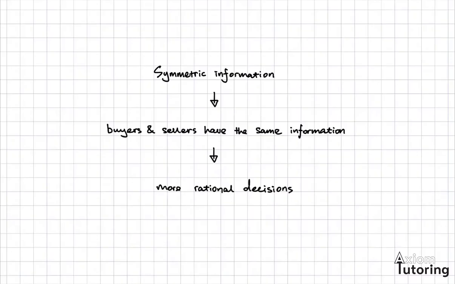In this case, the market is more likely to work efficiently because consumers can make rational decisions. If they think the benefit is greater than the price, they buy. If not, they do not buy.